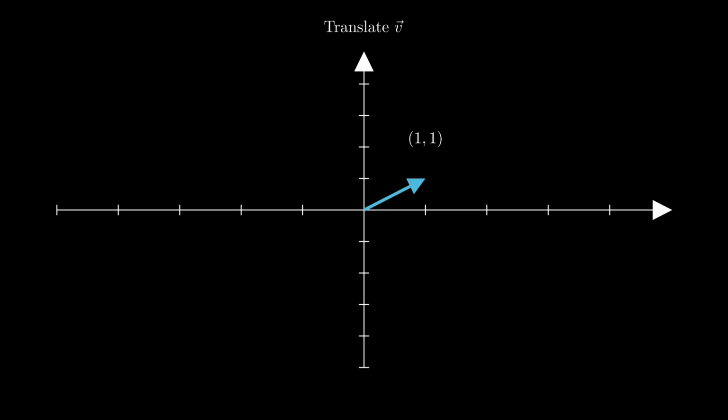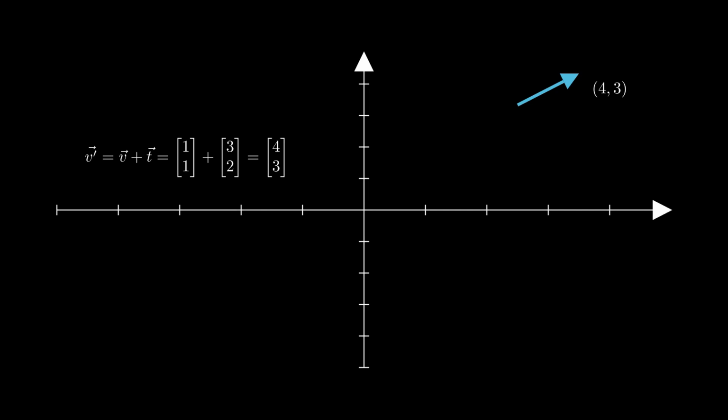Now let's talk about translations. Translations are quite simple, as we are simply taking a vector and performing either addition or subtraction on it. This allows us to move the vector wherever we'd like within our coordinate plane. In this case, we move the vector to coordinate 4, 3 by adding vector 3, 2 to our visualized vector 1, 1. The algebraic notation for how this is done is shown on screen.